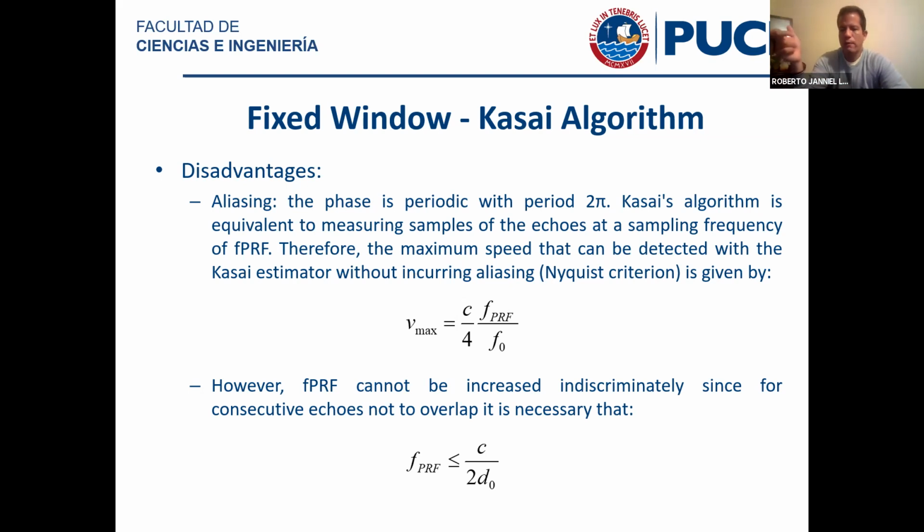Or work it out equivalently, it would be telling you that you have a certain depth, and the time of arrival of the echoes coming from that depth cannot exceed the period of the PRF. That's basically what it's saying.